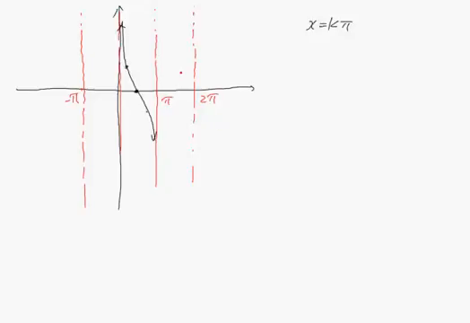And you can also draw the graph of the cotangent function for some other cycles. See here, and also here. So the shape of the cotangent function between 0 and pi is repeated between each pair of consecutive vertical asymptotes.